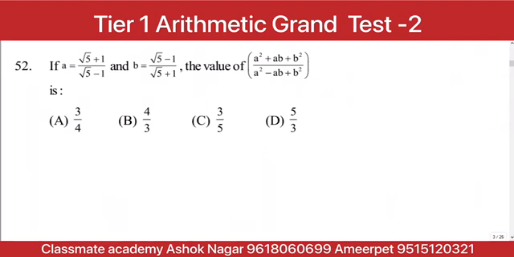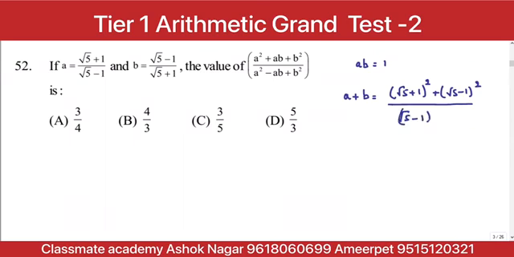a is equal to root 5 plus 1 by root 5 minus 1. b is equal to root 5 minus 1 by root 5 plus 1. We can clearly say ab is equal to 1, and a plus b, in the numerator, is root 5 plus 1 whole square plus root 5 minus 1 whole square. It is in the form of a plus b whole square plus a minus b whole square. In the denominator it is like a minus b into a plus b.